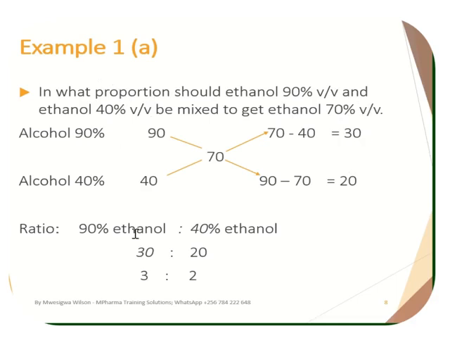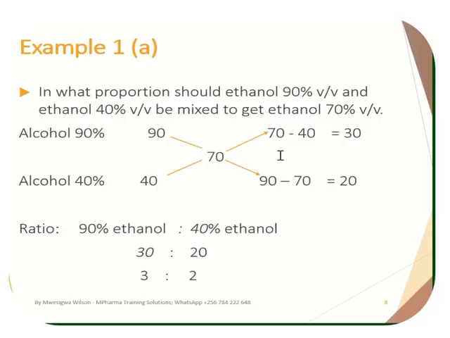As we said, we make 3 columns here. So 1, 2, 3. It is alcohol 90%, indicate the figure here, 90. Alcohol 40, indicate the figure here, 40. Higher concentration, sorry, the bigger one to the lower concentration. What you are supposed to prepare is always put in the middle, and then we do the alternate, or we subtract.